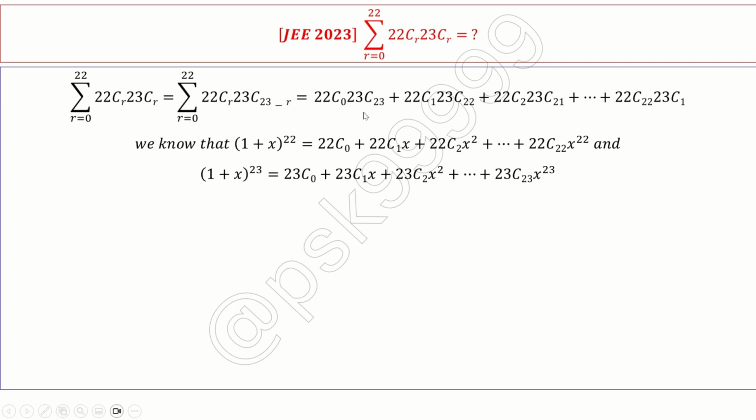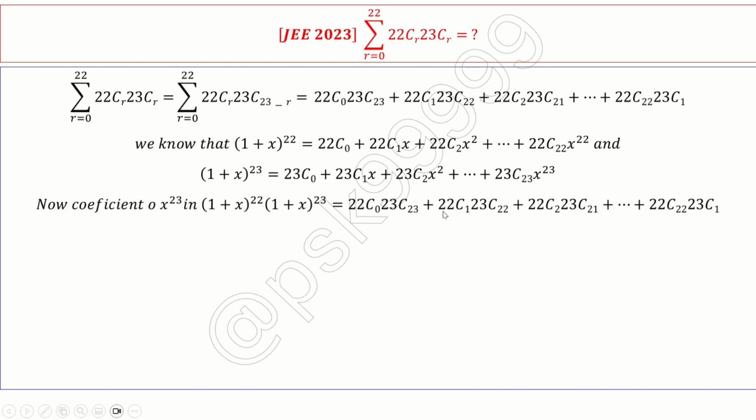and then find out the x to the power of 23 coefficient. Why x to the power of 23? If you look here, the sum of these is 23 coming, so I am looking at the coefficient of x to the power of 23 in (1 plus x) to the power of 22 into (1 plus x) to the power of 23. I need to get the sum of x powers as 23. How do I get it? If I take 22C0 from this one, I need to get x to the power of 23 from here, which is nothing but 23C23, correct?